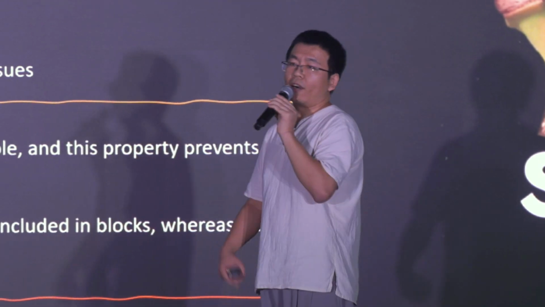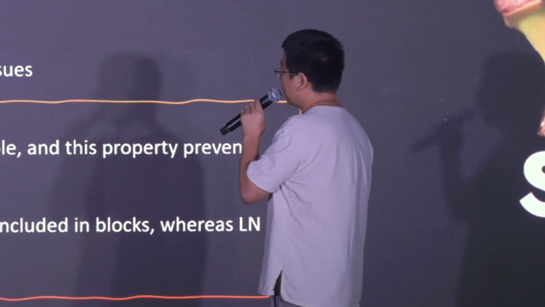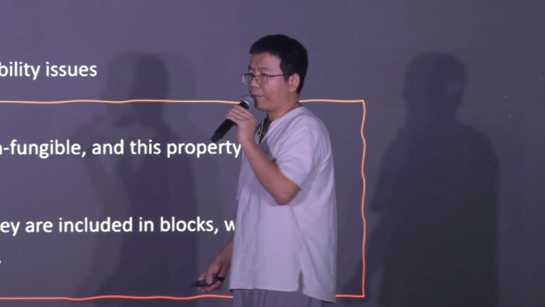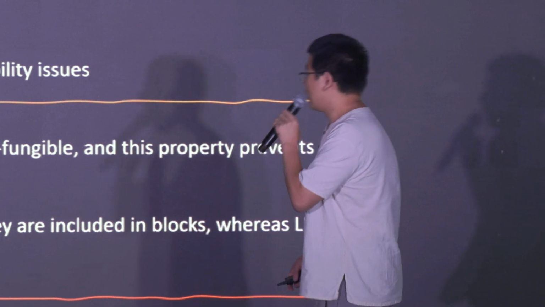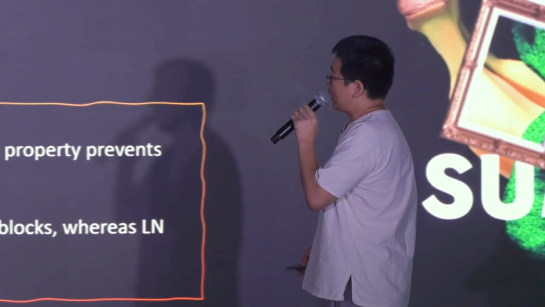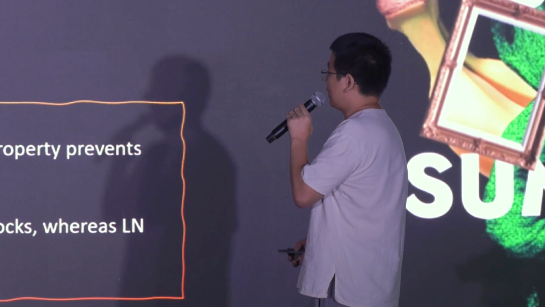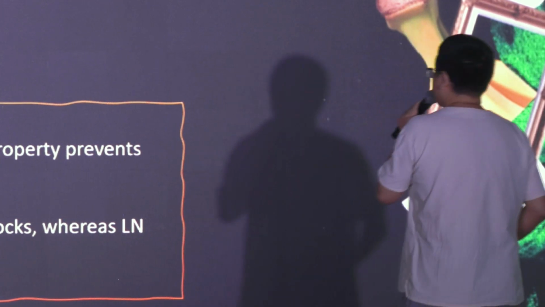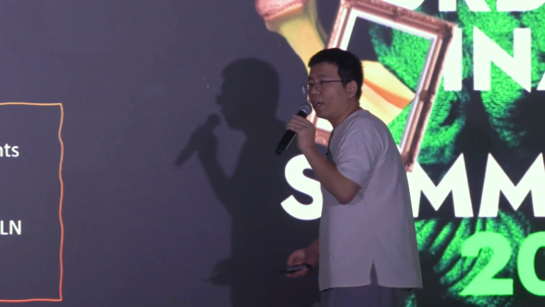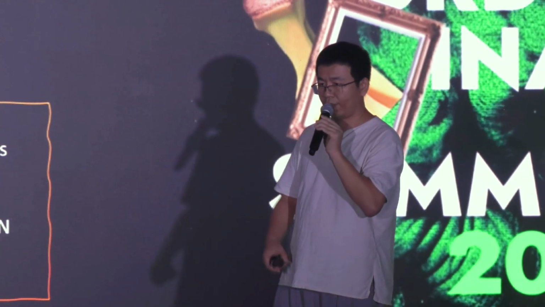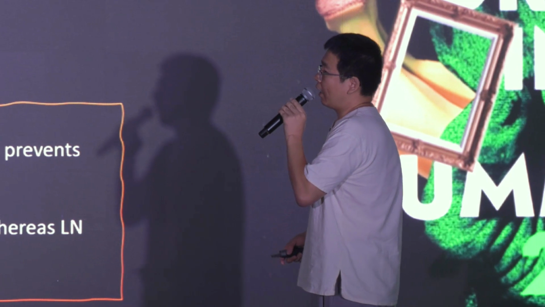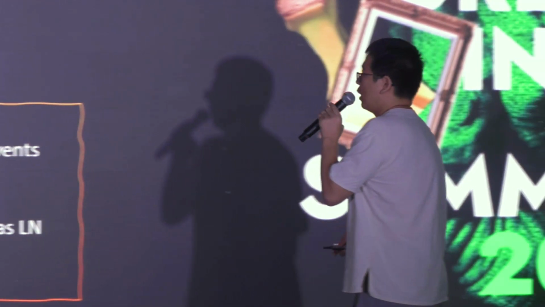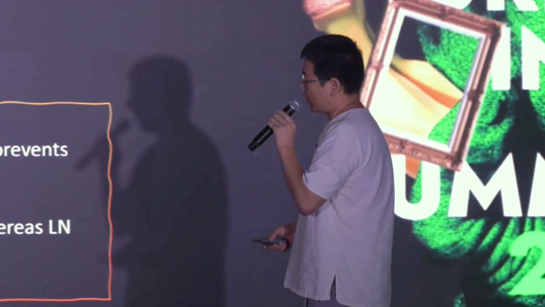But in our deep research, we found 2 fundamental compatibility issues. They are fundamentally incompatible in 2 ways. The first one is that a specific Satoshi with its data is non-fungible, and this property prevents easy transfer across a Lightning Network channel. This is fundamentally incompatible with LN, and it cannot be easily solved.